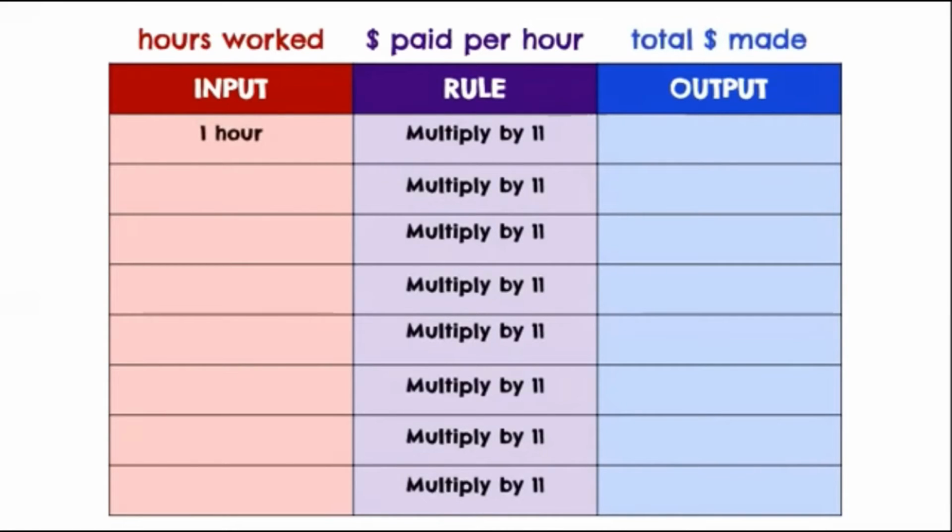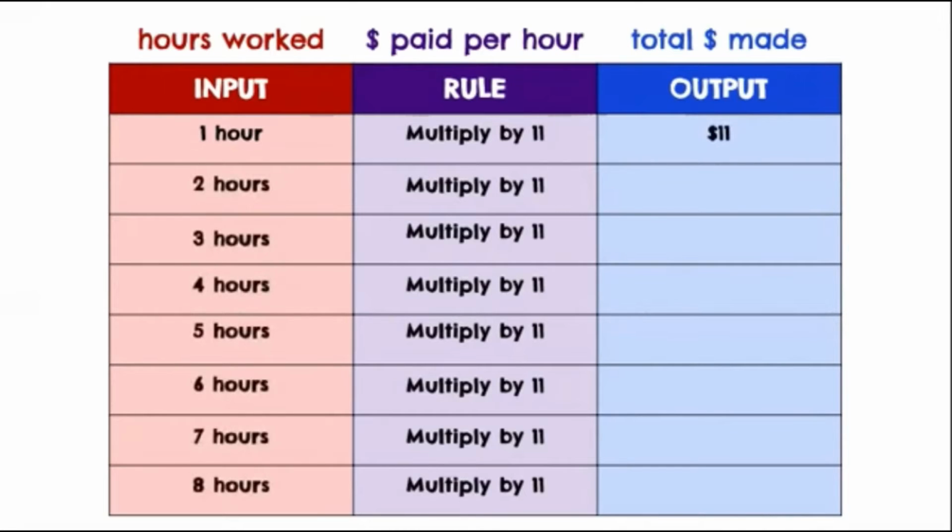Let's start with 1 hour. If you worked 1 hour for $11 an hour, how much money would you have made total that day? That's right, $11. Now let's do 2, 3, 4, 5, 6, 7, and 8 hours. You try on your own and then see if you got the same answers as me. If you need to pause the video to give yourself some more time, you may do so.